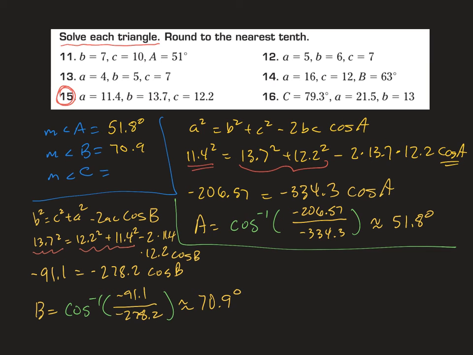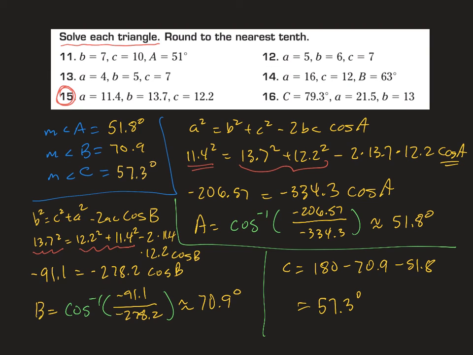And then to get angle C, we're just going to use subtraction. So again, I'll just draw a little spot here. Angle C is just going to be 180 minus 70.9 minus 51.8, and that equals 57.3 degrees. And so I'll just add this up to my little answer list here. What did we say it was? 57.3.